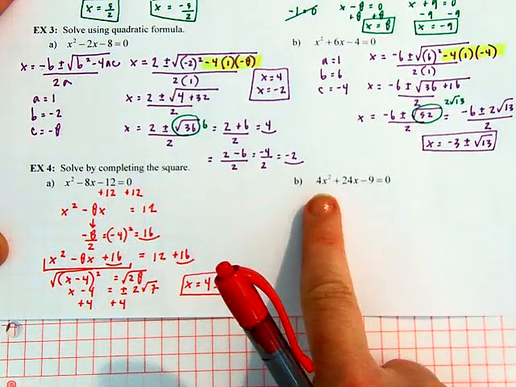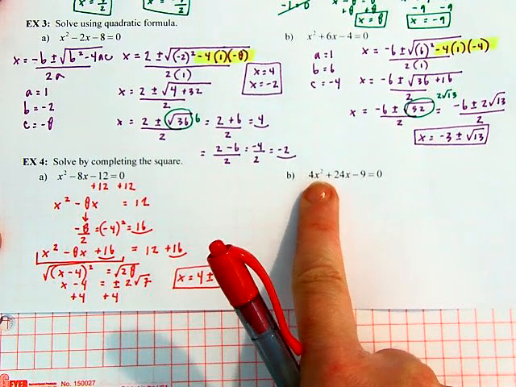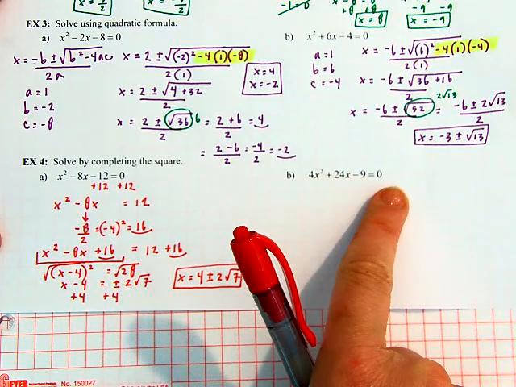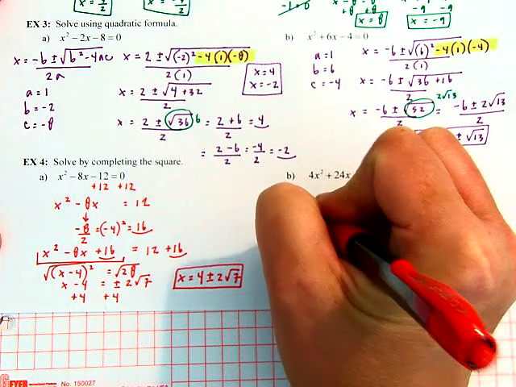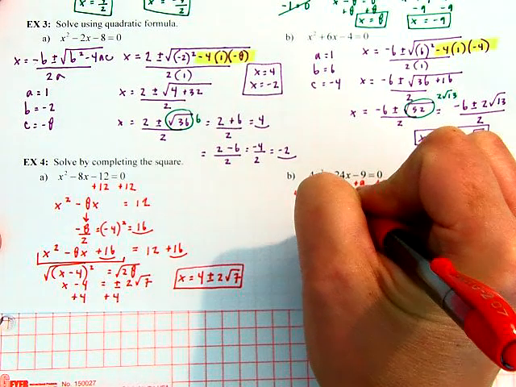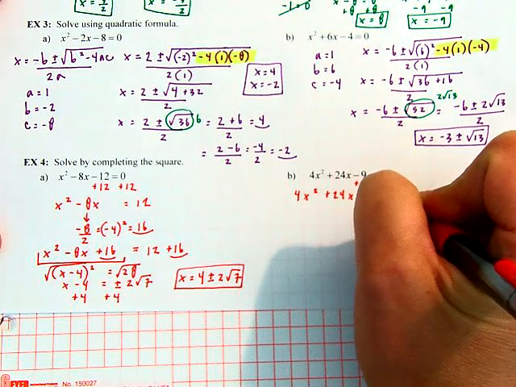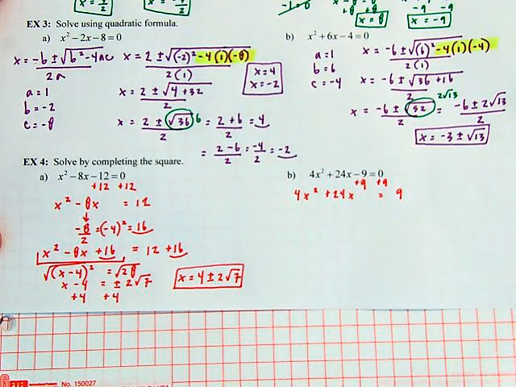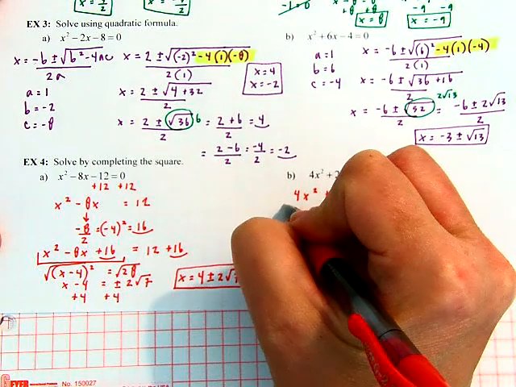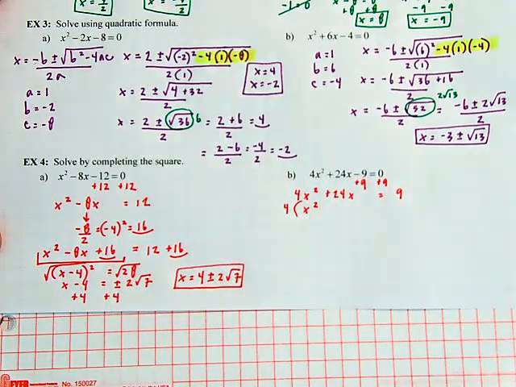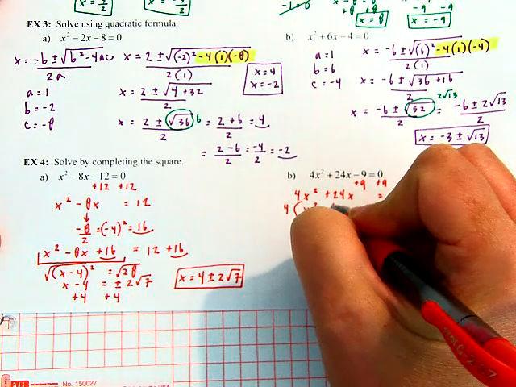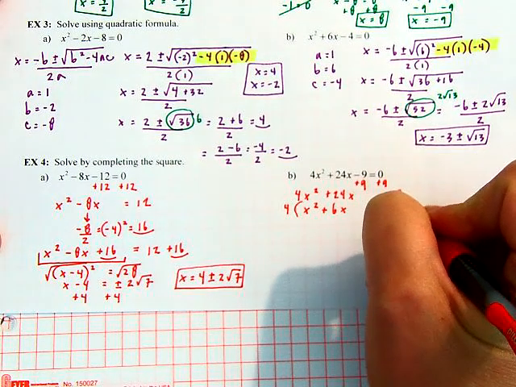Okay, next one for b here, I want to get, again, my x terms together, my quadratic linear term together. I'm going to move the 9 to the other side. So add the 9 over. So now I have 4x squared plus 24x equals 9. So now this one's a little bit different. I see that there's a coefficient in front of the x squared this time that's not 1. So I have to divide that out first. I treat it like it's a common factor. It's not the greatest common factor, but it is a common factor.